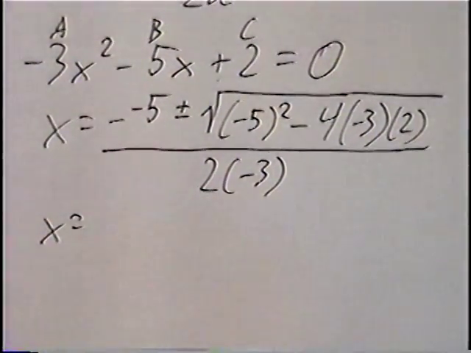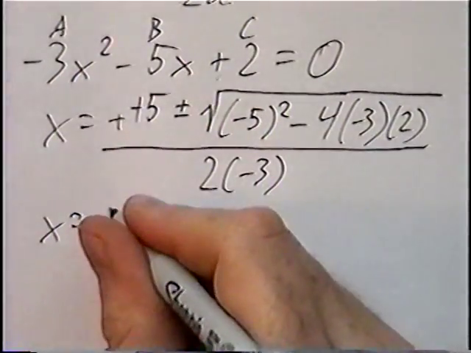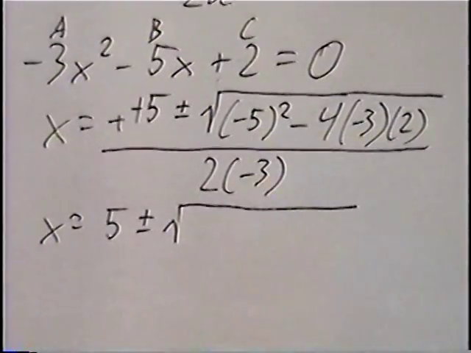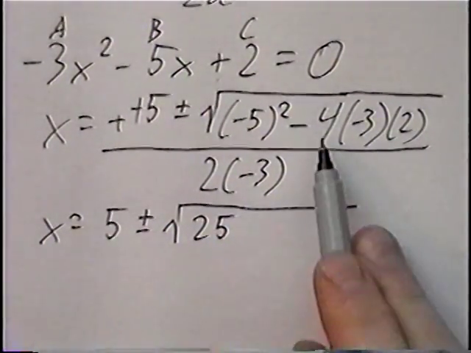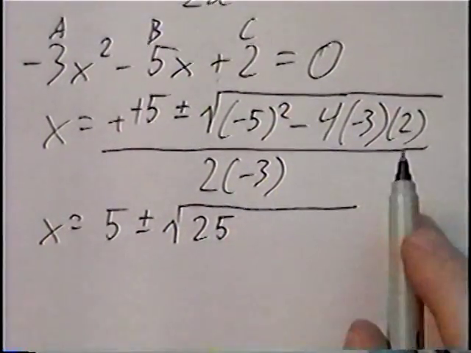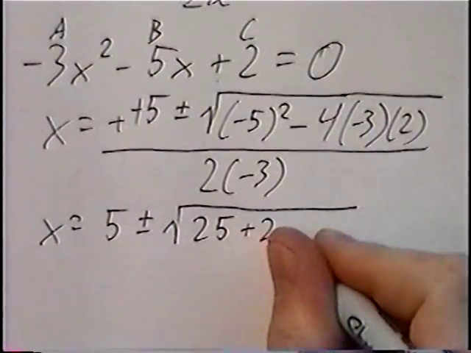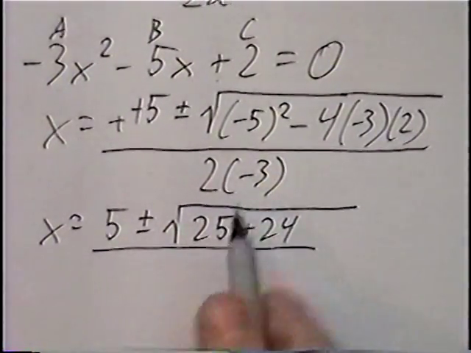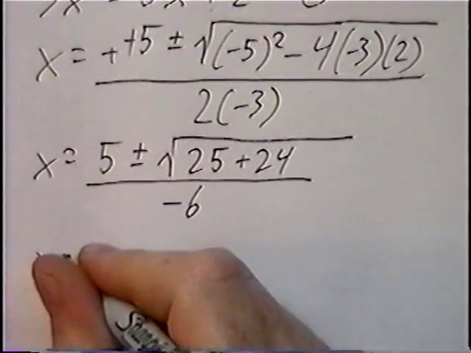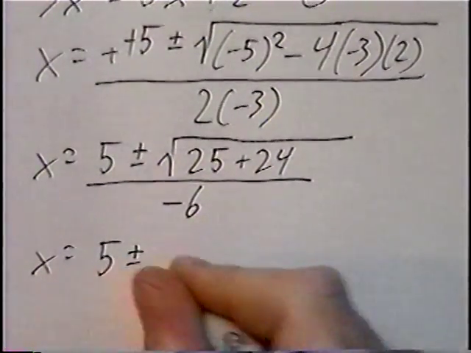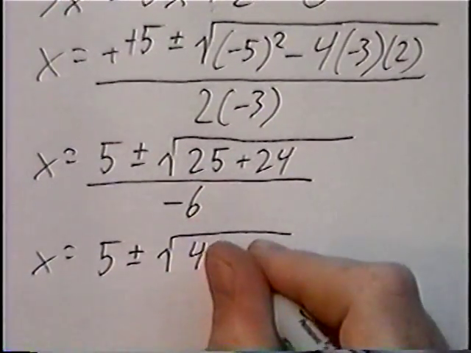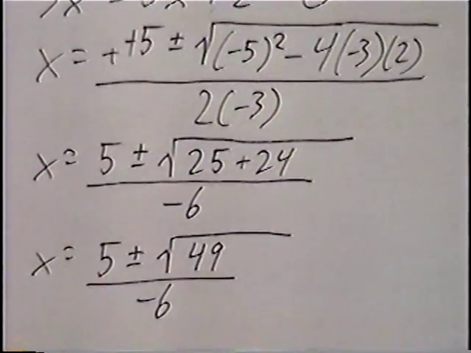Simplifying from here, x equals, a minus negative 5 would be positive 5, plus or minus the square root, negative 5 squared would be 25, negative 4 times negative 3 would be 12, 12 times 2 would be 24, and it would be a positive 24. 2 times negative 3 would be negative 6. Solving from here, 5 plus or minus the square root, 25 plus 24 would be 49, all divided by negative 6.